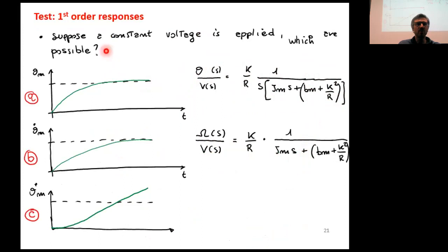Suppose that you have a constant voltage applied, and this is simple for the ones who already did this kind of analysis. There's a question: which one of the three is the correct one? If I have this transfer function and I give a constant voltage step input, which one of the three plots is the right one, in your opinion?